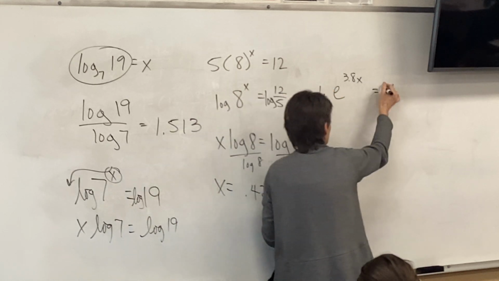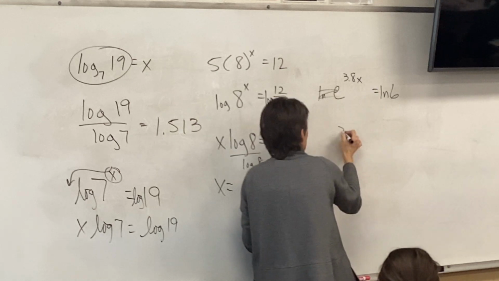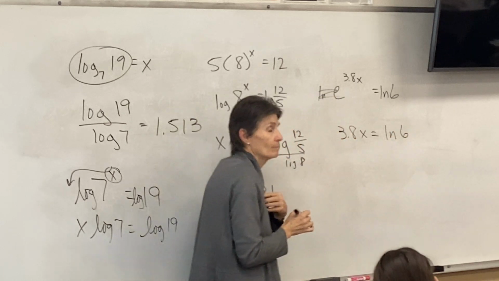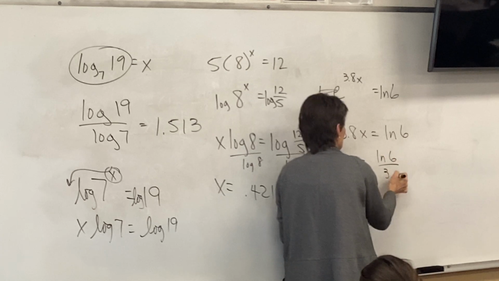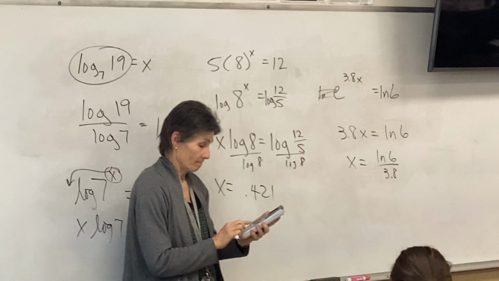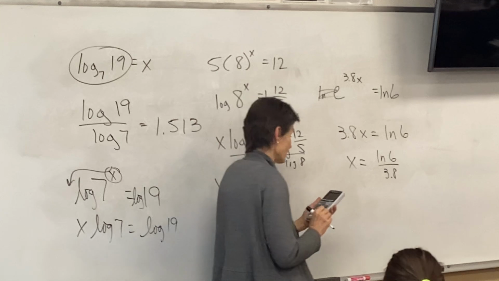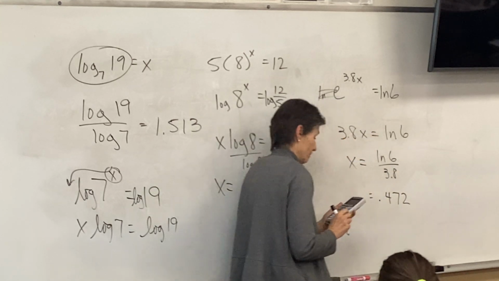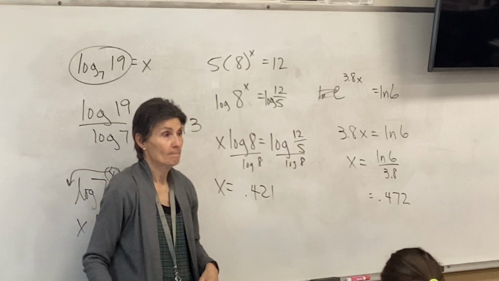But if I use ln, what super cool thing happens? Gone. So 3.8x equals ln 6, and the answer will be ln 6 divided by 3.8, which is 0.472. Does that look all right to everybody?